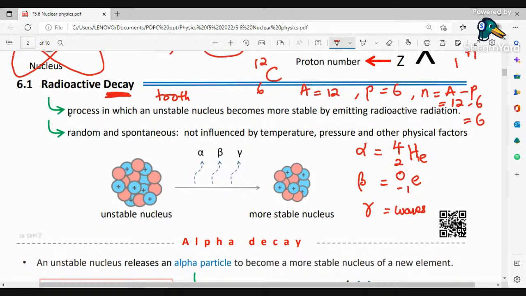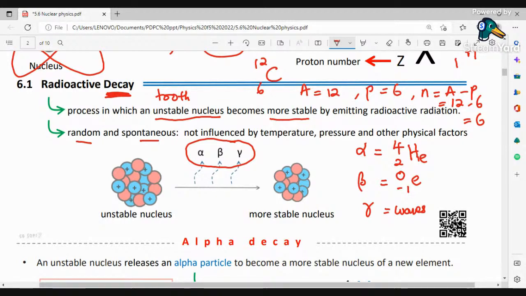Okay, let's define the process. Process which unstable nucleus, kalau kita sebut radioactive, maksudnya dia adalah unstable nucleus, becomes more stable by emitting radioactive radiation. What is radioactive radiation? This one is radioactive radiation. The process is random and spontaneous, not influenced by temperature, pressure, and other physical factors.